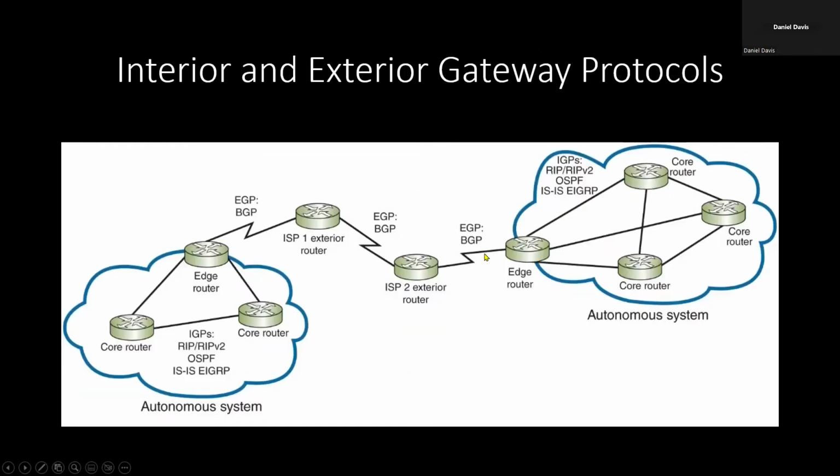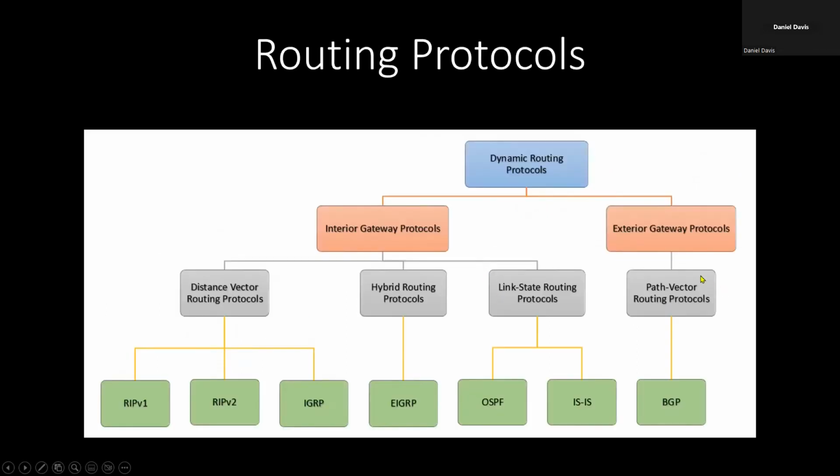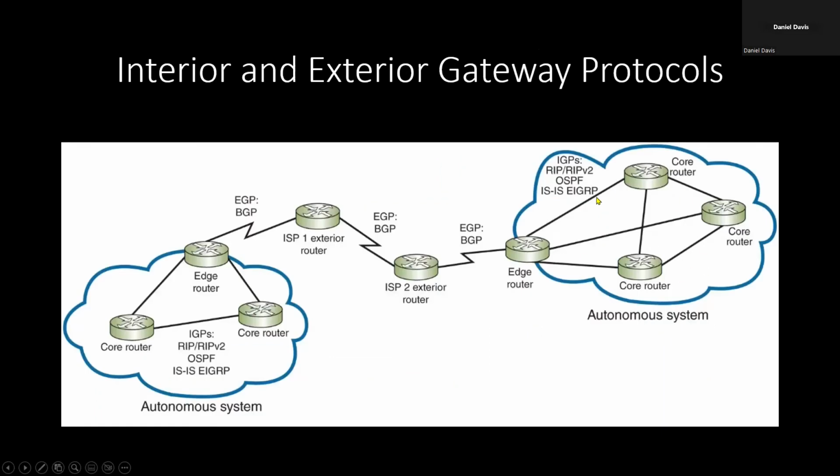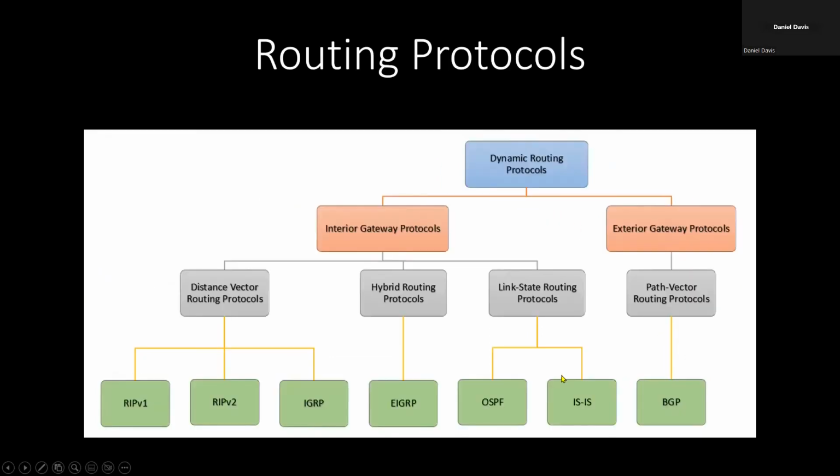So just to be clear here, when we're dealing with edge routers that are communicating out over the internet, they are almost exclusively going to use BGP, Border Gateway Protocol. This is sometimes called a path vector routing protocol, or other times called a hybrid routing protocol. For interior gateway protocols, inside an autonomous system, we have a whole variety of different protocols that can be used.